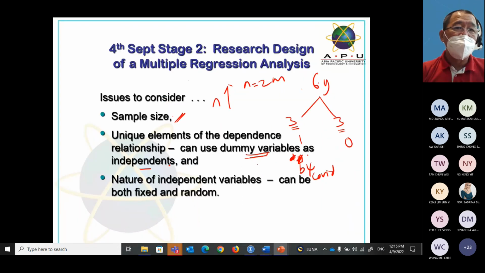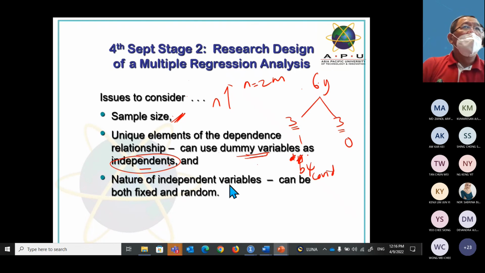So this is the design for the multiple linear regression. So at least we discussed some general and also the dummy case. Can I say dummy is independent? Be careful, it's independent. The nature of the independent variables can be both fixed and also random.